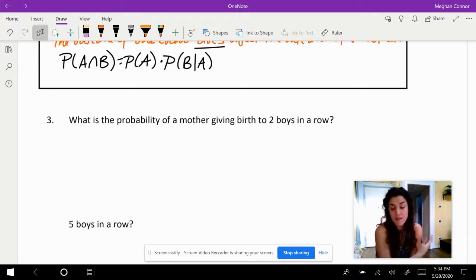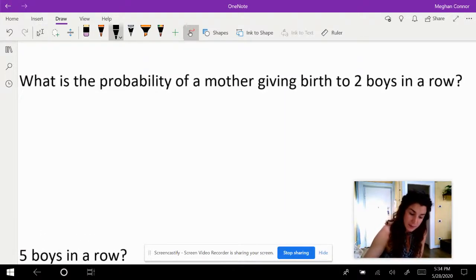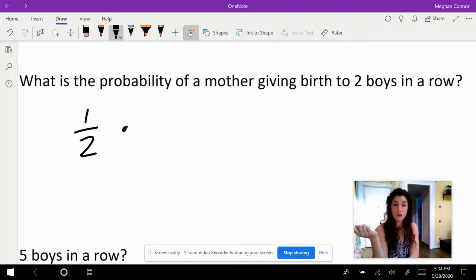What is the probability of a mother giving birth to 2 boys in a row? Is this independent or is this dependent? Does the fact that she had a boy the first time have a real play on whether she'll have a boy the second time? No, those are 2 independent events. So the probability of her having a boy the first time is 1/2. And then the probability of her having a boy the second time is still 1/2.